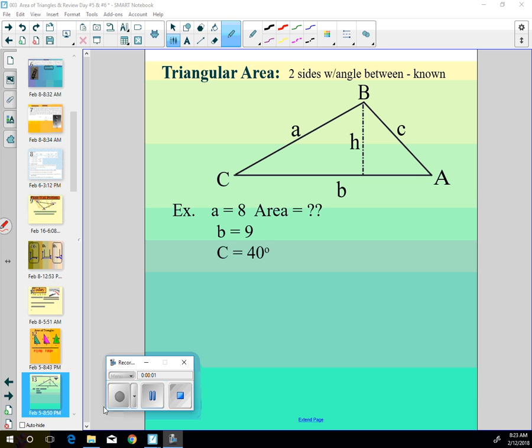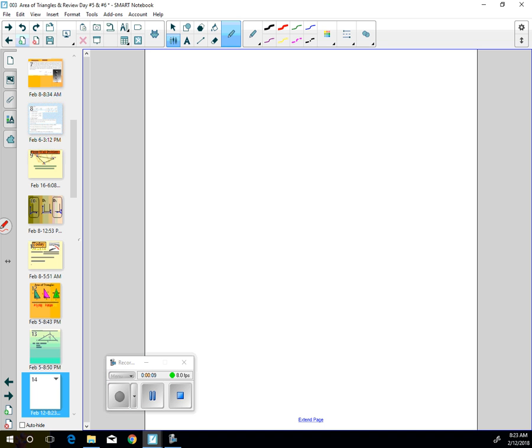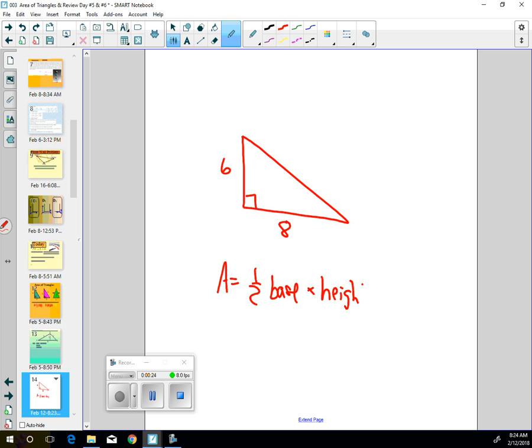This is the area of a triangle, and I want to do this first. So you said if you had a right triangle here, and this was 6 and this was 8, what was the area of that triangle? Half the base times the height. Good. And area is 1/2 8 times 6.